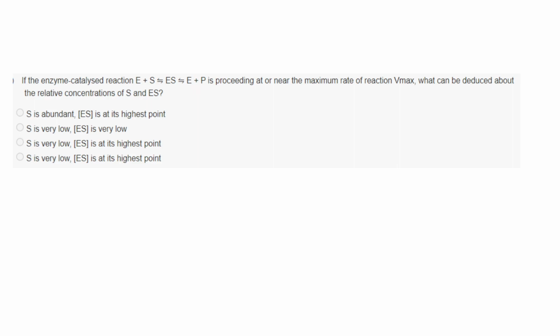So if your reaction has to reach the maximum rate of Vmax, the substrate needs to be higher, and ES will obviously be at its highest point. So the answer will be that S is abundant because E is getting regenerated altogether. So you do not need to worry about E. So S needs to be abundant if you need to reach the maximum rate of Vmax, and ES will obviously be at its highest point. So, yeah. Moving on, next question.